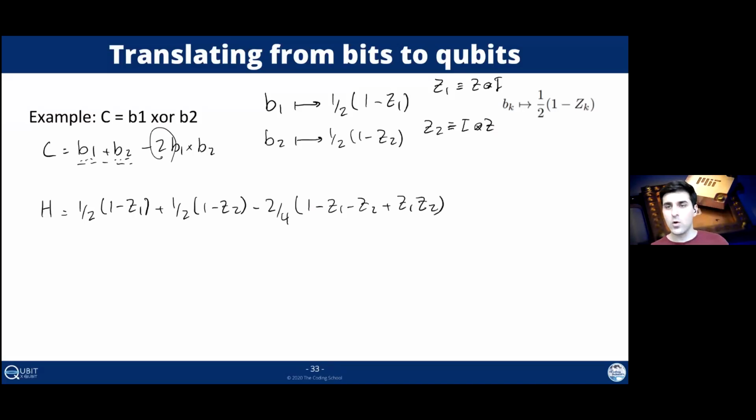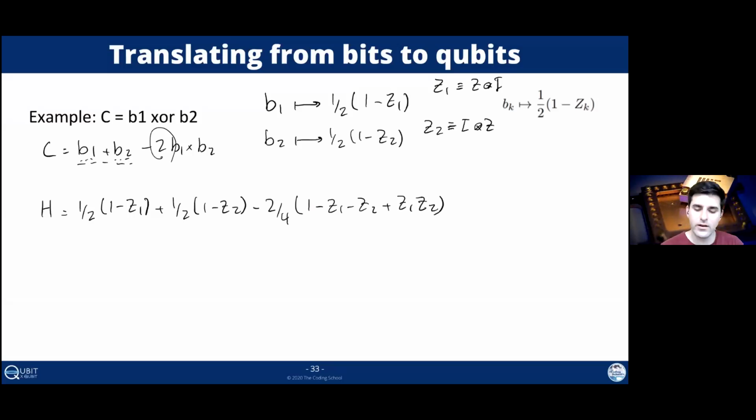So again, maybe take 20 seconds now that I've set this up and try to complete it. After you're done, look at it and see if you can convince yourself that this actually does give you an XOR. Okay, so let's complete the steps together.